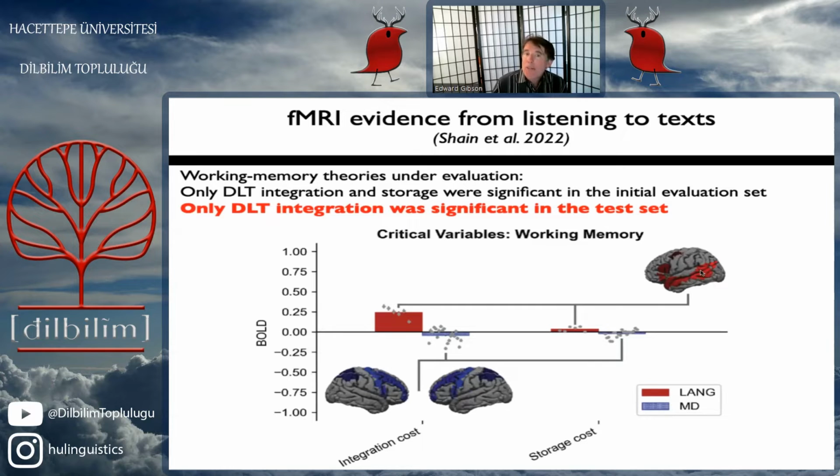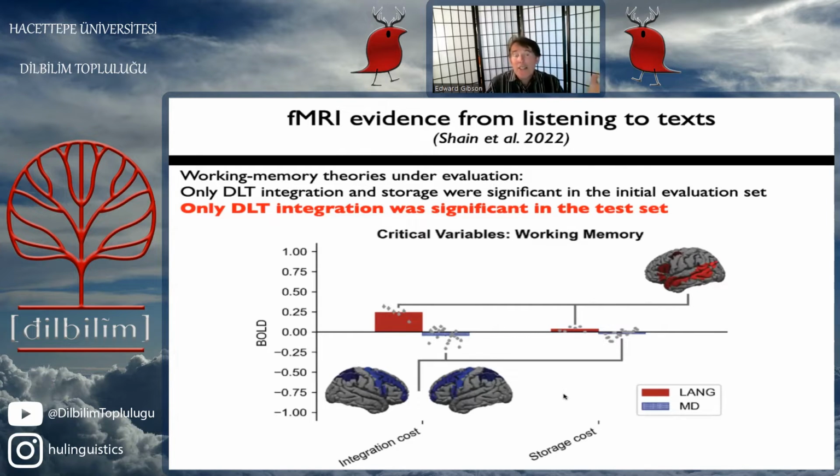This is what Cory Shain did in this particular experiment. It turns out that network responds robustly to long-distance dependencies. If there are long-distance dependencies, the activation goes up, and if there are local dependencies, there's not much going on. So over here is the language network, and over here is some other network. There are multiple theories here.